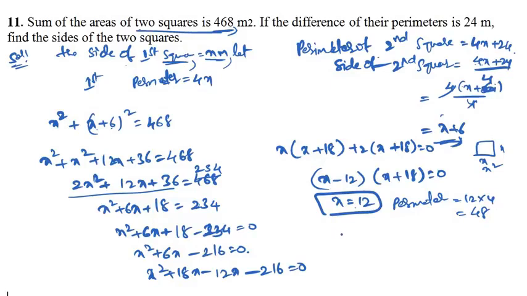Now the second square's side is x plus 6. So x is 12, and 12 plus 6 is 18. So we got 18. And the perimeter of the second square is how much? 4x plus 24. In this we have to substitute the x value. The x value we got is 12, so 12 into 4 is 48, plus 24 is equal to 72 here. The perimeter of the second square is 72.